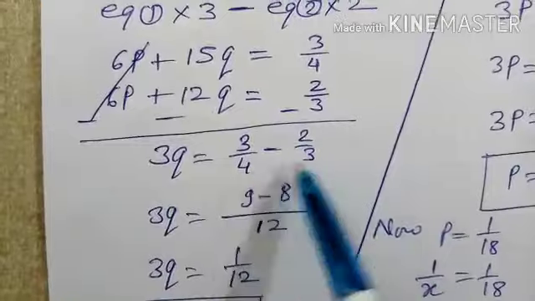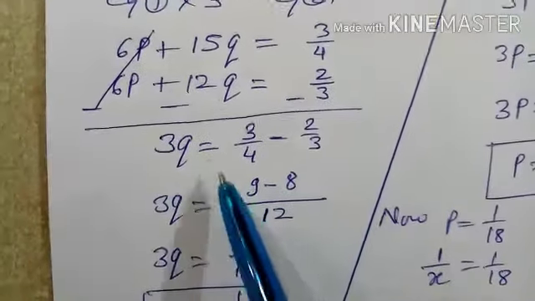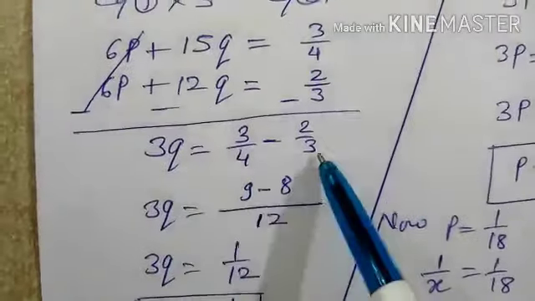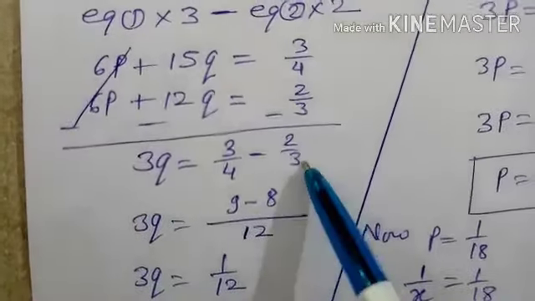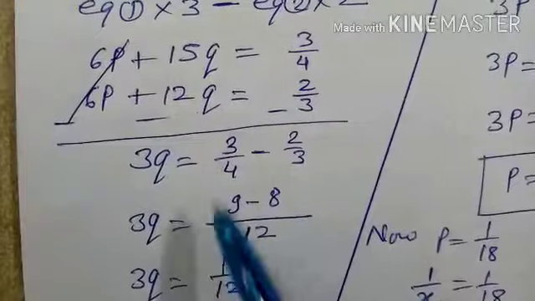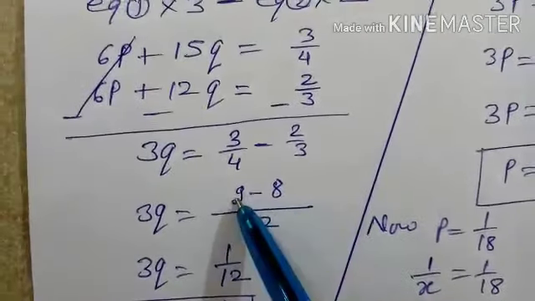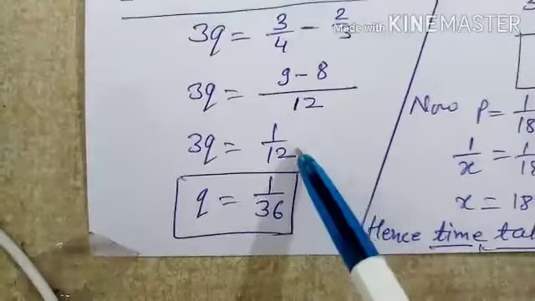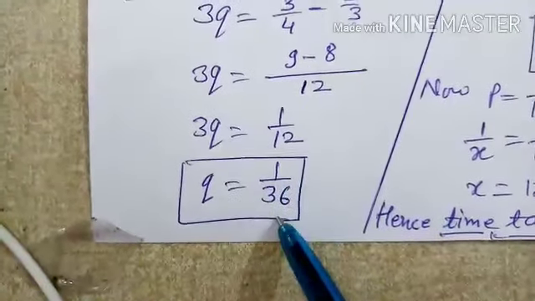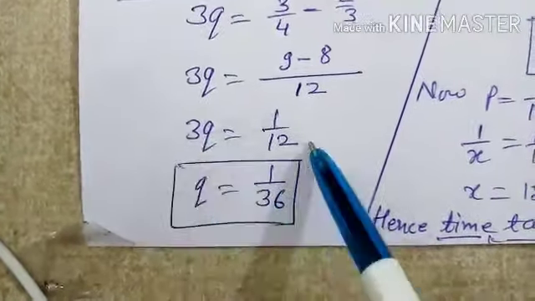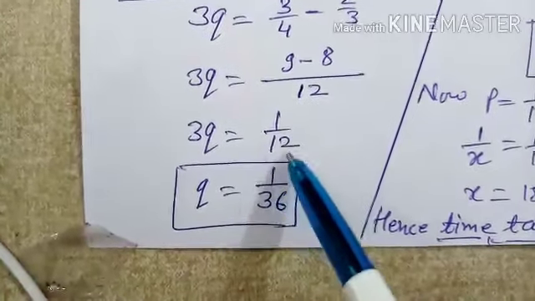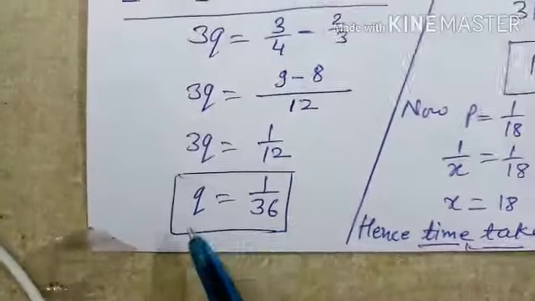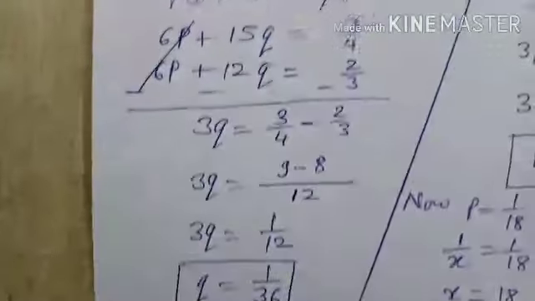Here the LCM of 4 and 3 is 12. Now 12 divided by 4 is 3, and 3 into 3 is 9. This LCM divided by 3 is 4, and 4 into 2 is 8. 9 minus 8 is only 1. So 3Q is equal to 1 by 12, which means Q is equal to 1 by 36. The 3 transferred to the right side gives 1 by 12 into 3, that is 36. So Q is equal to 1 by 36.